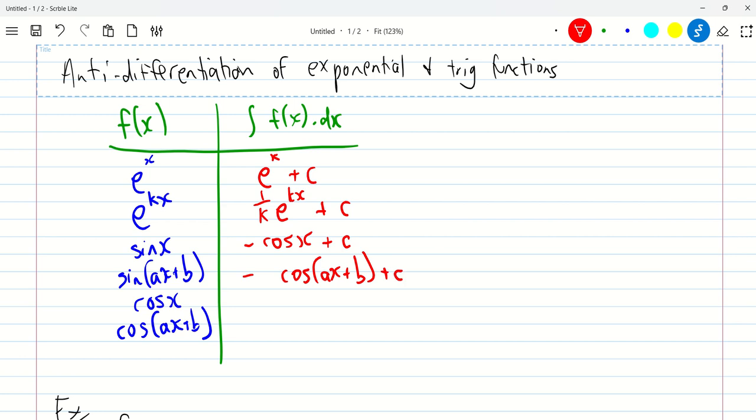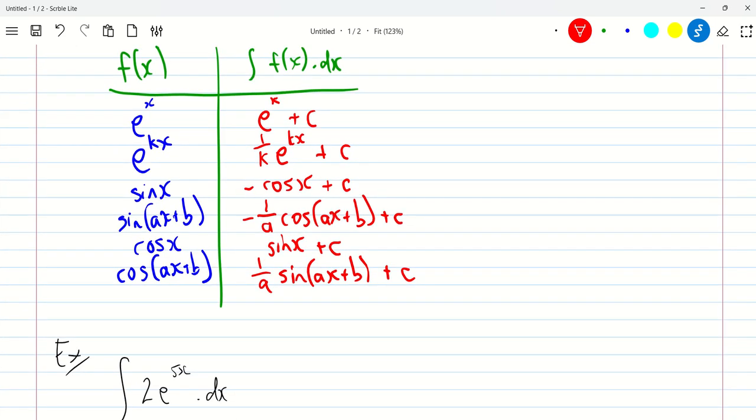But also, just like we talked about with this 1 over k business, with that a there, when we take the derivative we multiply by a, so going in the opposite direction for the antiderivative, we divide by a. So it'll be 1 over a in front of there. And then cos x: well, the derivative of sine x is cos x, so the antiderivative of cos x is sine x plus c. And similarly, I'll put a negative there, my mistake, sorry. That'll just be 1 over a sine of ax plus b plus a constant there. So they're all our simple trig and exponential antiderivatives.